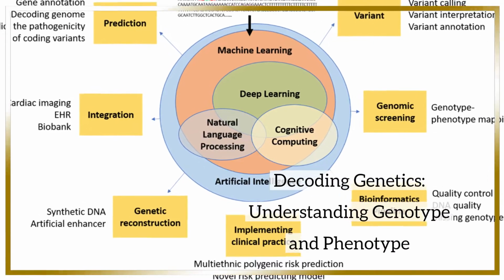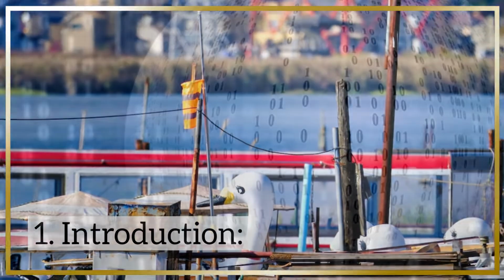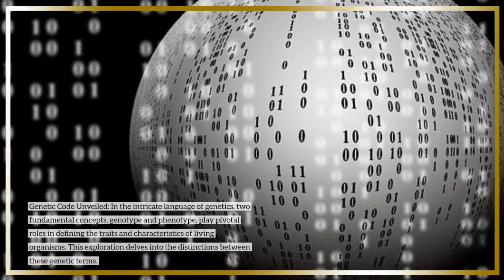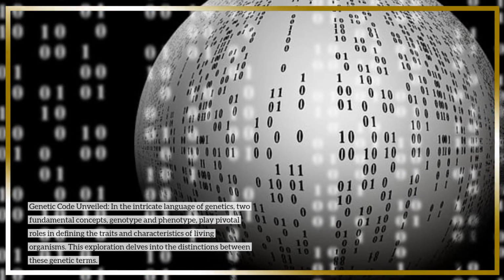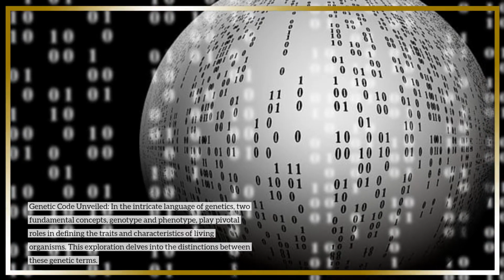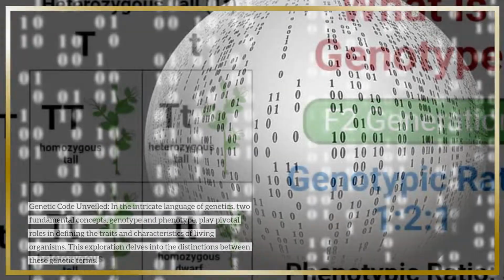Decoding genetics. Understanding genotype and phenotype. 1. Introduction. Genetic code unveiled. In the intricate language of genetics, two fundamental concepts, genotype and phenotype, play pivotal roles in defining the traits and characteristics of living organisms. This exploration delves into the distinctions between these genetic terms.